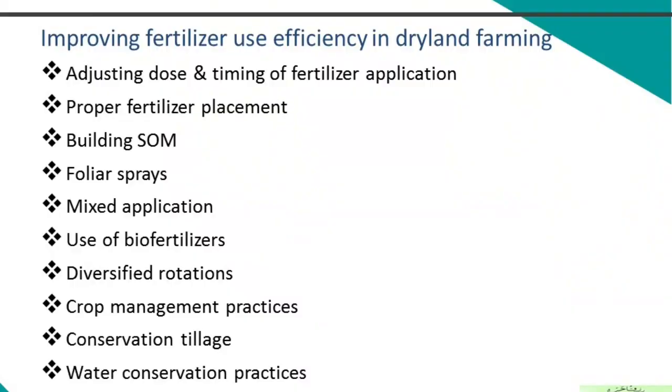Conservation tillage approaches, which leave crop residues on the soil surface, and water conservation practices such as land leveling, terracing, contouring, bunding, all these improve the efficiency of fertilizer use in dryland farming. So by following all these practices, we can significantly improve the efficiency of fertilizer use in dryland farming.